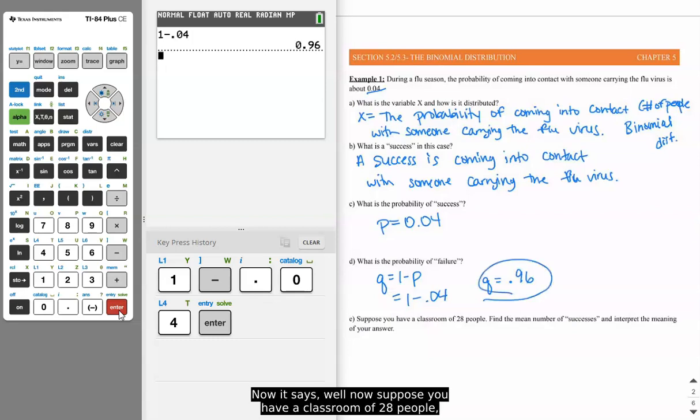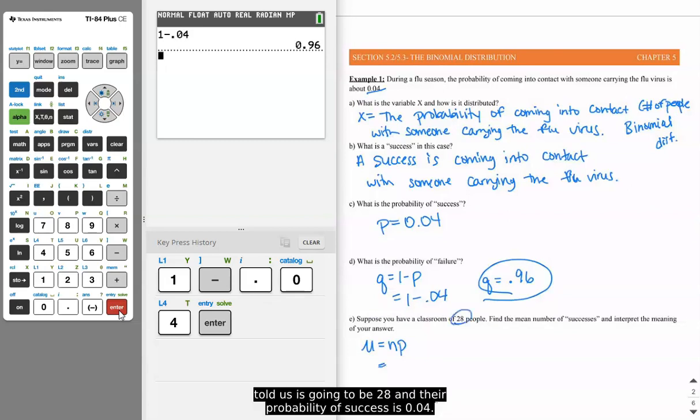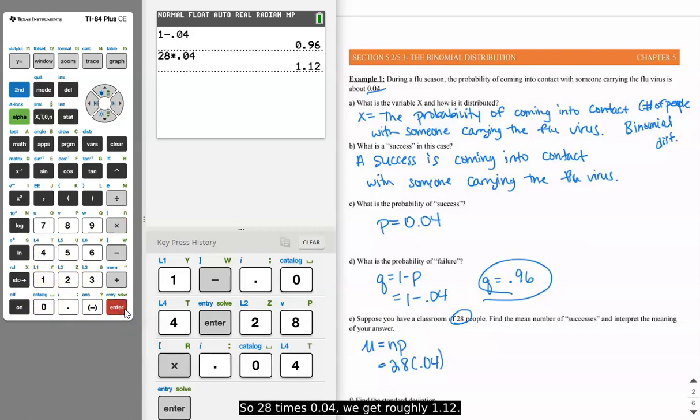Now it says, suppose you have a classroom of 28 people. Find the mean number of successes and interpret the meaning of your answer. So my mean for a binomial distribution is n times p. n, they told us, is 28, and the probability of success is 0.04. So 28 times 0.04, we get roughly 1.12.